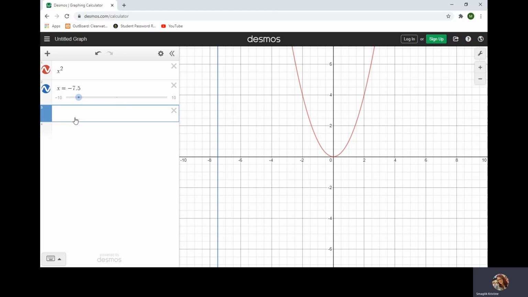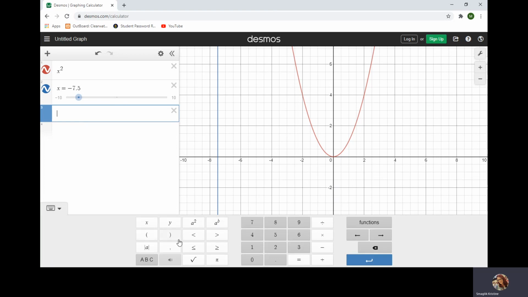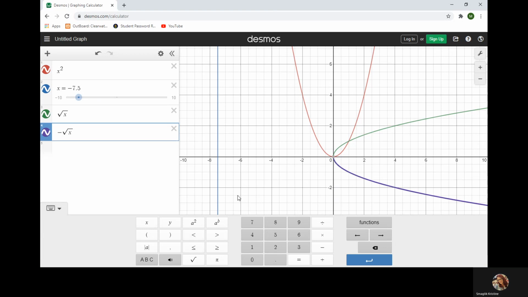Now I'm going to have to do this as two separate functions. We'll do the positive square root of x, there it is. And now we'll do a negative square root of x. So now imagine this whole graph here is plus or minus the square root of x. Also notice here's your function x squared. When we took the inverse, it's almost like flipping it on its side.